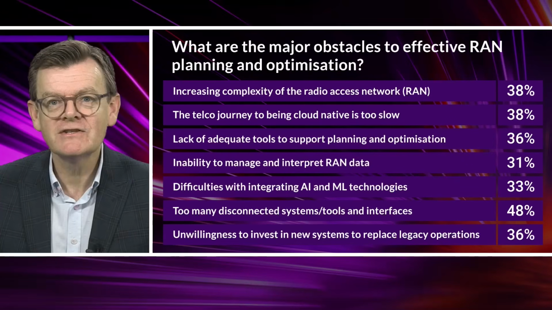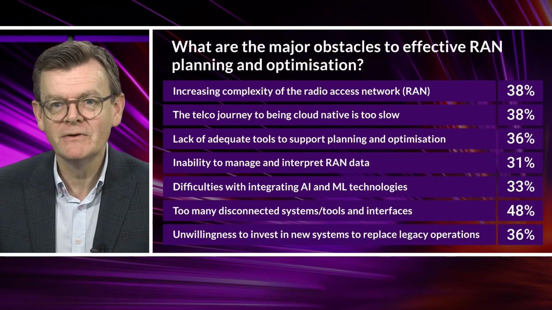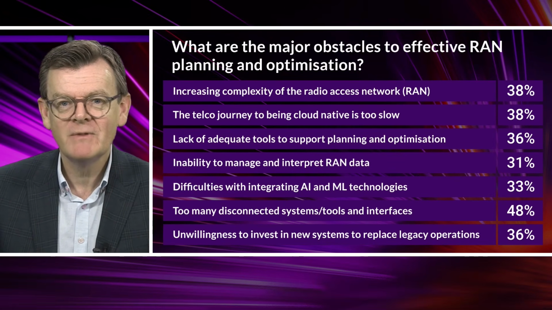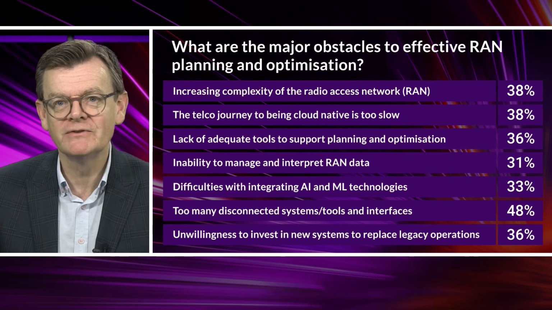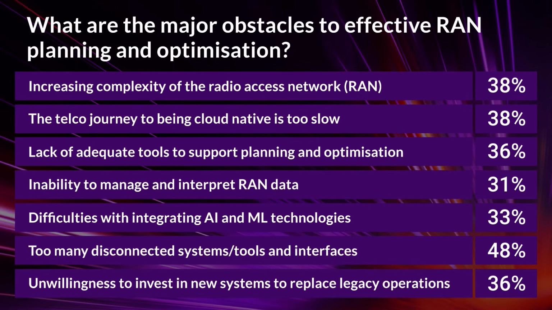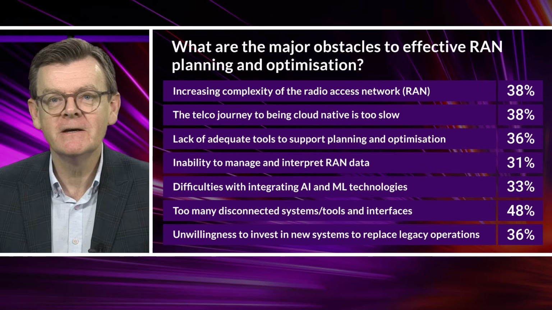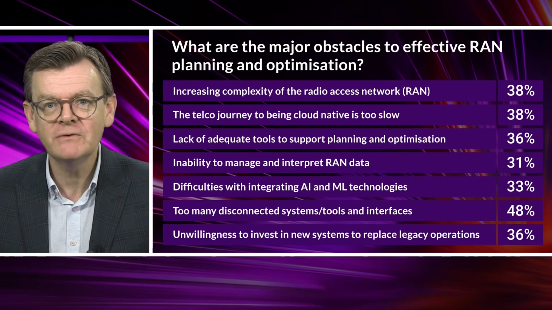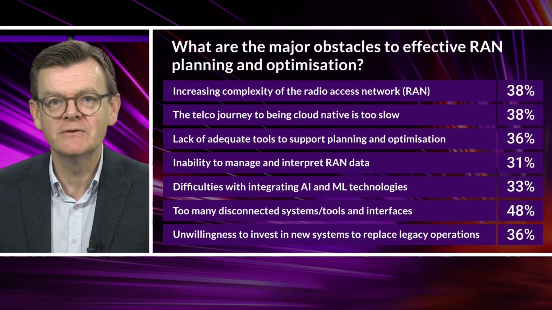Don't forget now to vote in the poll if you haven't yet done so. Here are the live votes so far. Remember, you can vote for multiple choices, whichever ones you think are the most important. And the question we have been asking today is, what are the major obstacles towards effective RAN planning and optimization? And as you can see, there is quite a broad range of responses. So for example, 38% of those who have voted said increasing complexity of the RAN is an obstacle. Now the poll will stay open for a few more days. So don't miss out on the opportunity to have your say.